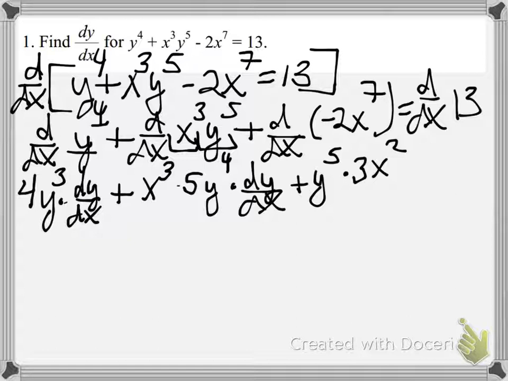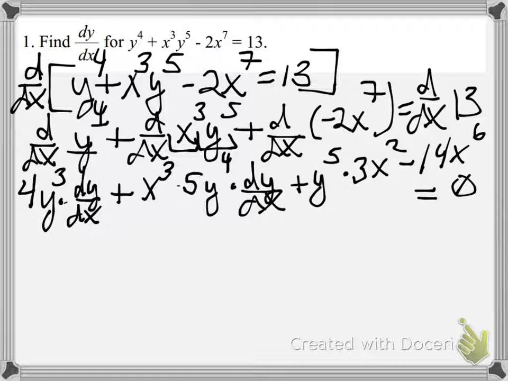And moving on to the next term, the derivative of negative 2x to the 7th power. Well, thank goodness that is in terms of x. So the derivative would be negative 14x to the 6th power. And on the other side of the equal sign, the derivative of 13 is 0. All right. So we've taken the derivative on both sides.